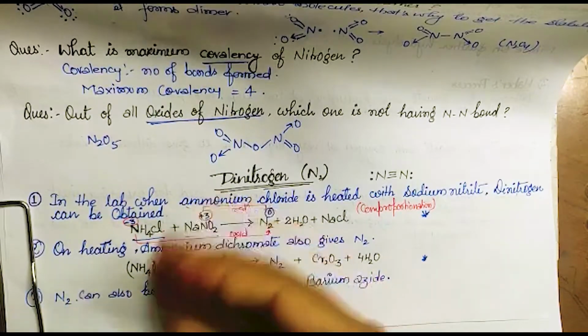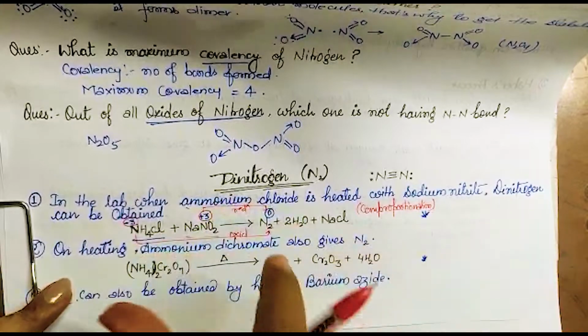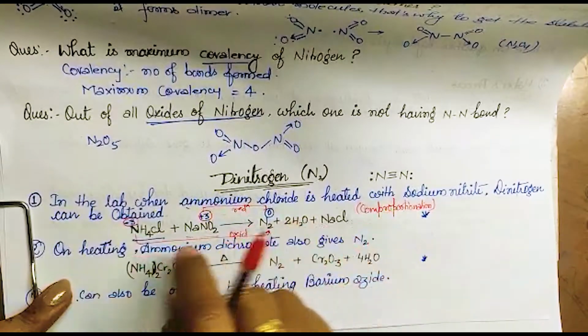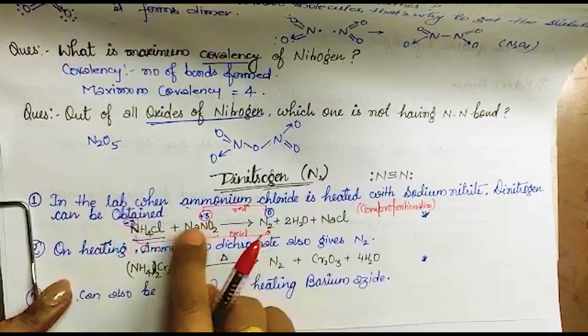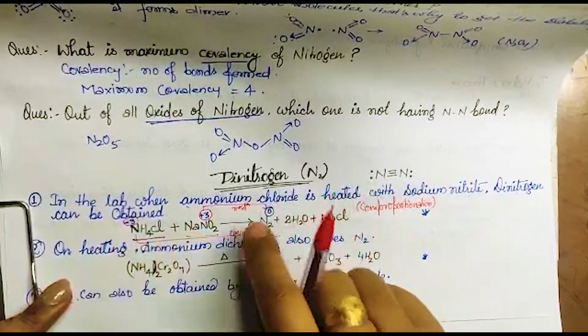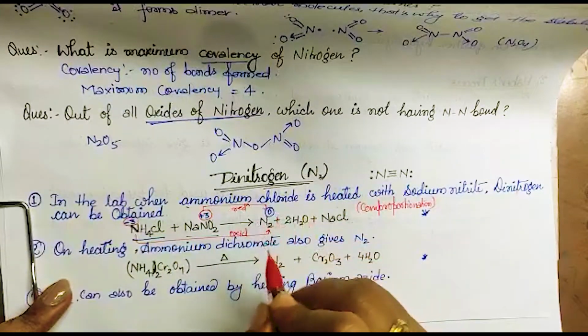Okay. Now the second example. Here you can write that in between it will give you the compound. If the same element is in two different oxidation states, then we have to find the element which is in an intermediate oxidation state.